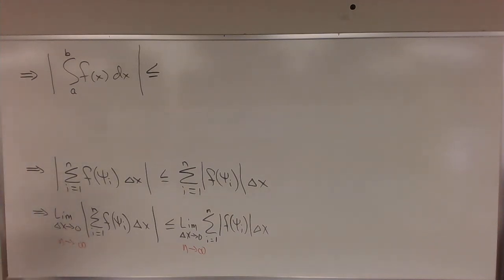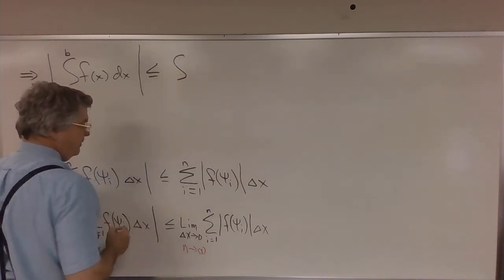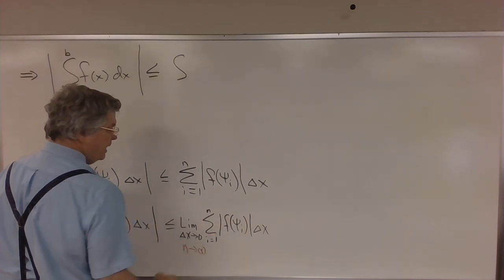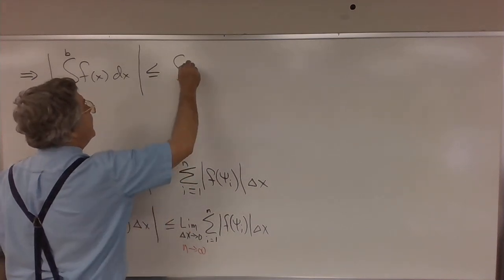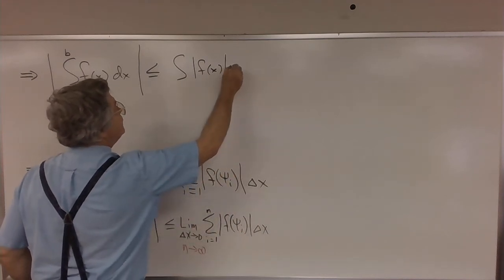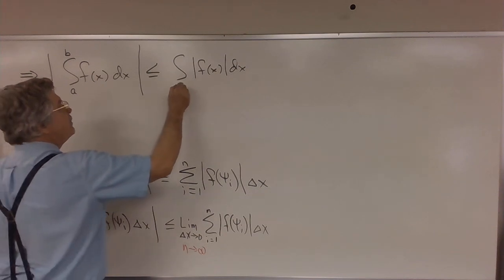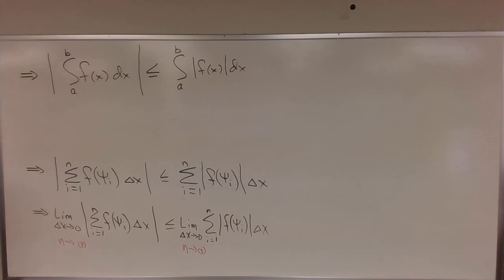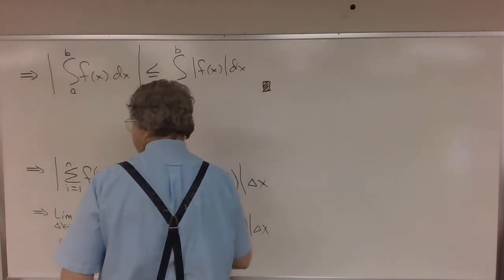And the same thing happens over here. The summation sign turns into an integral sign. And our function, absolute value of f of psi sub i, turns into absolute value of f of x. Delta x turns into dx. And the limits of our integral are the endpoints of the interval that we partitioned into subintervals. And there we have it.